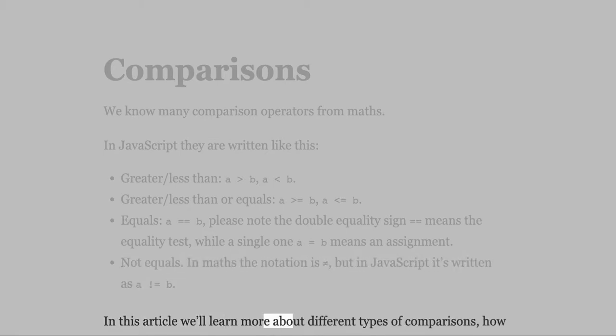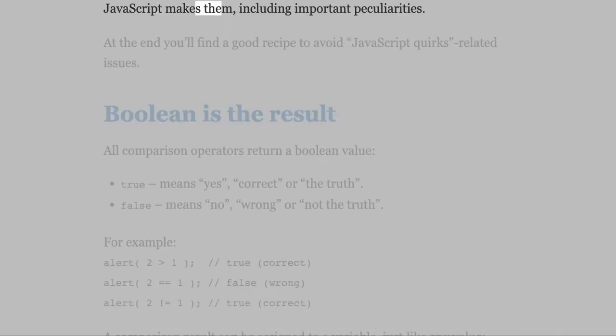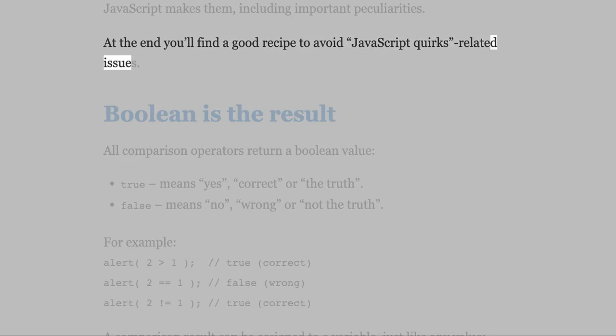In this article we'll learn more about different types of comparisons, how JavaScript makes them, including important peculiarities. At the end you'll find a good recipe to avoid JavaScript quirks related issues.